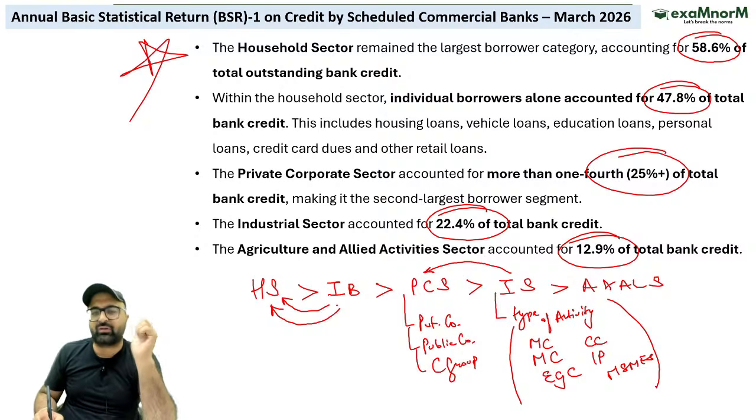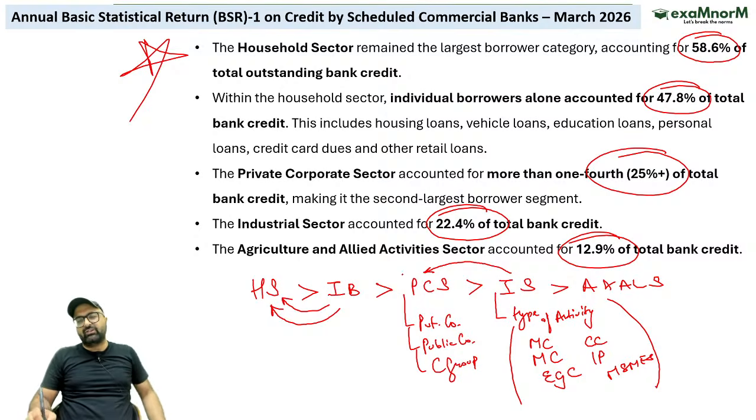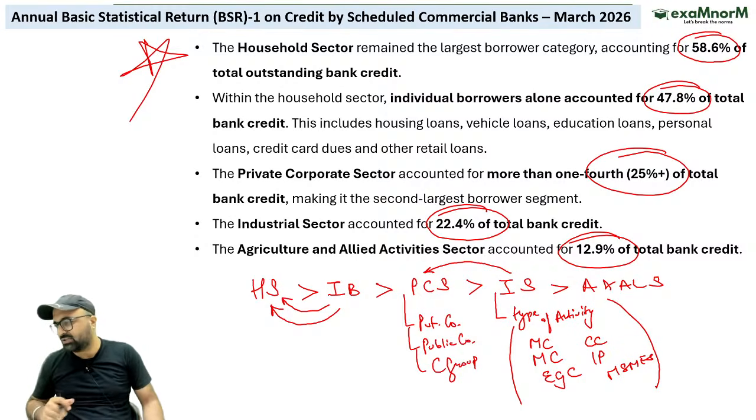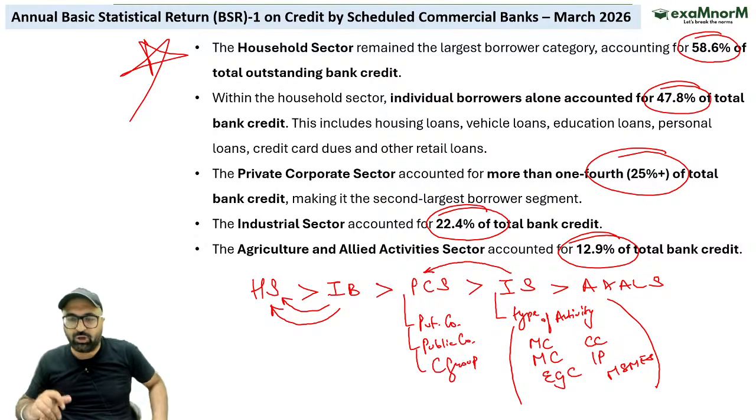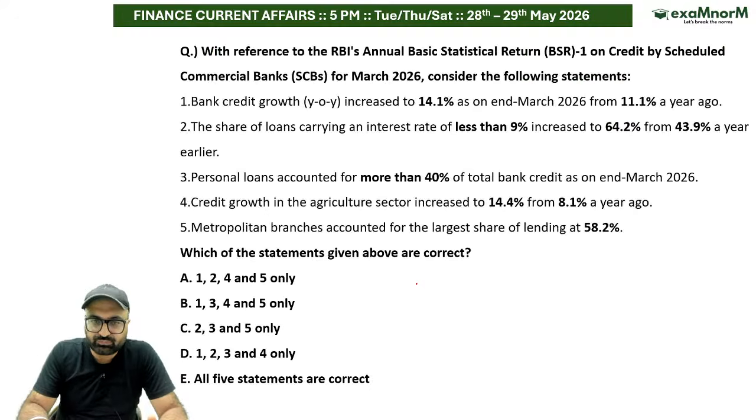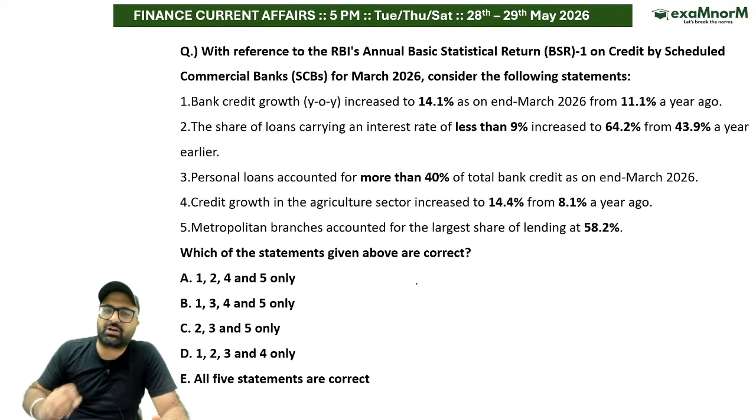हाउसिंग सेक्टर में ऑलरेडी, हाउस होल्ड सेक्टर में ऑलरेडी इंडिविजुअल्स काउंटेड है, प्राइवेट कॉर्पोरेट सेक्टर में इंडस्ट्रियल सेक्टर ऑलरेडी काउंटेड है, मोस्ट ऑफ इट, or that is the reason the total is not 100%. I hope you're getting my point. Chalo. So let's discuss a question on the same.